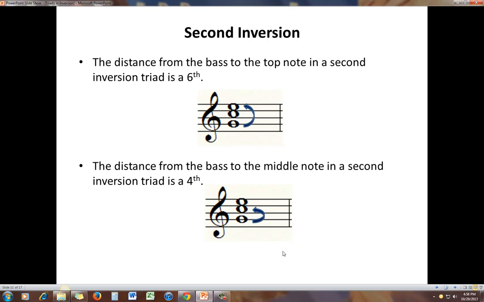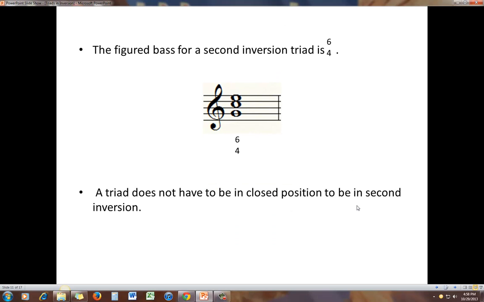Second inversion: the distance from the bass to the top note in a second inversion is a sixth, and the distance from the bass to the middle note is a fourth. So the figured bass shorthand for a second inversion triad is 6-4.